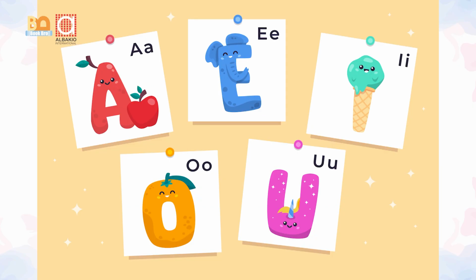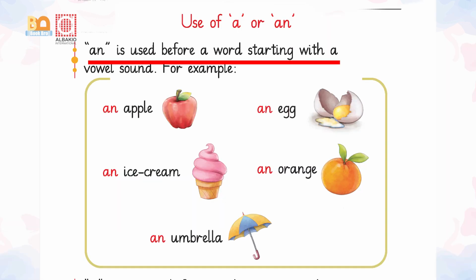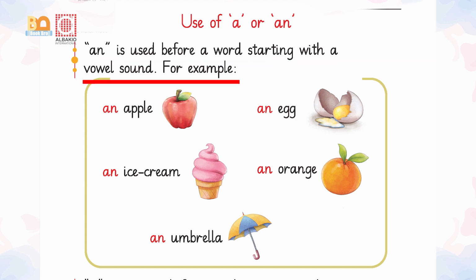Dear kids, vowels are the friends of an, and an means one. And consonants are the friends of a, and a also means one. An is used before a word starting with the vowel sound. For example, an apple, an egg, an ice cream, an orange, an umbrella.